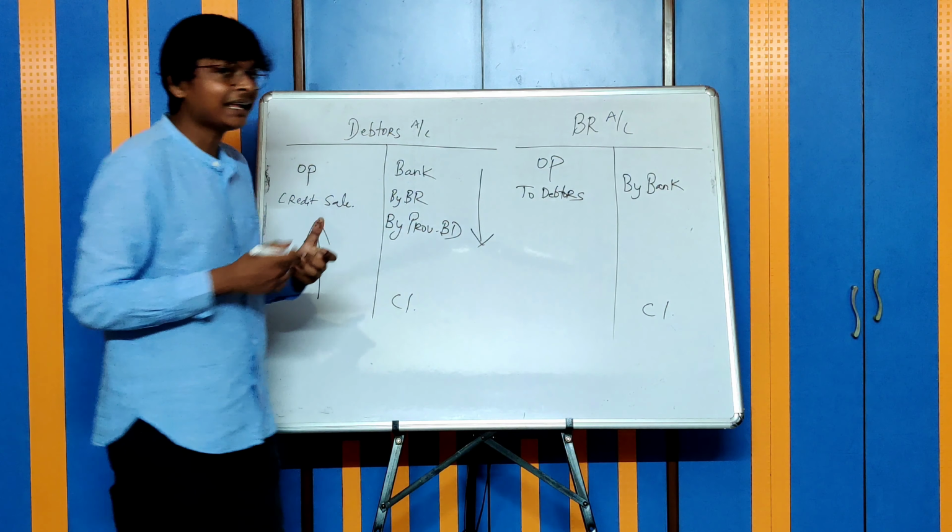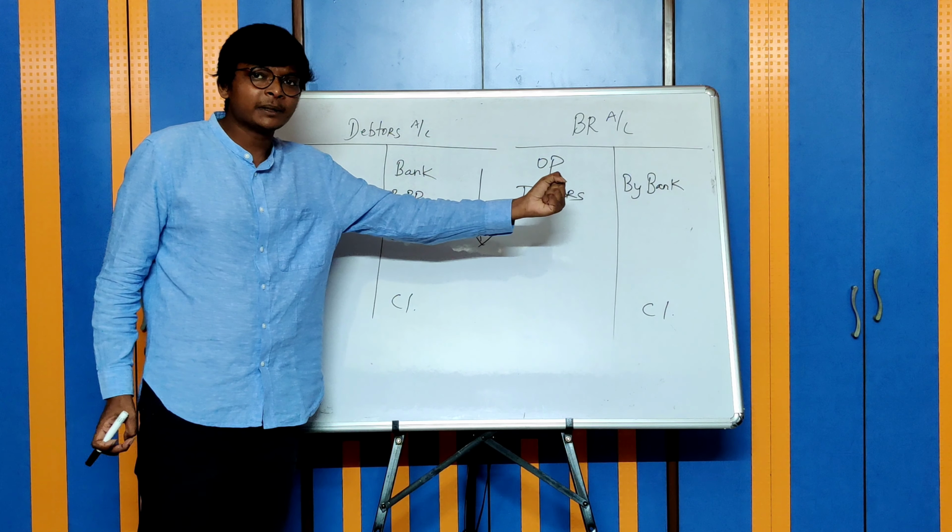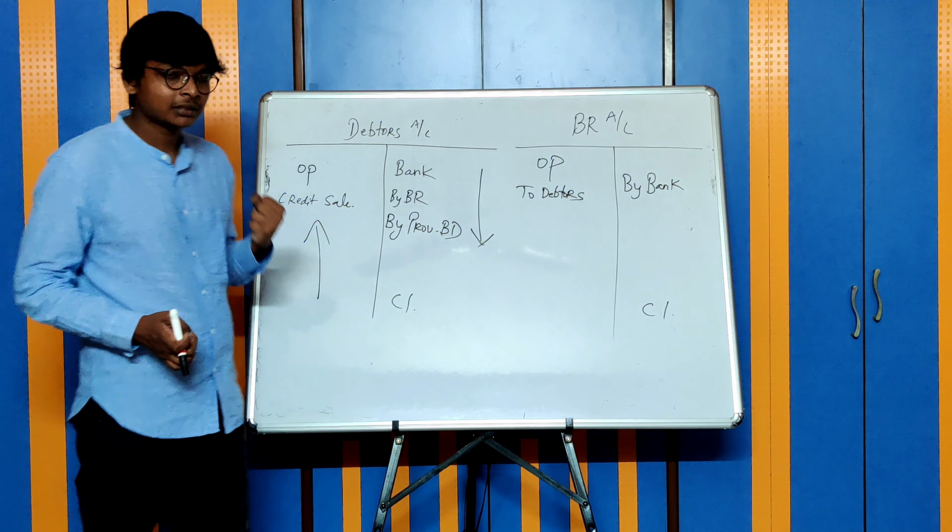Now, in these transactions, they will give you details for most of this, and one or two might be missing, and you have to find those items.